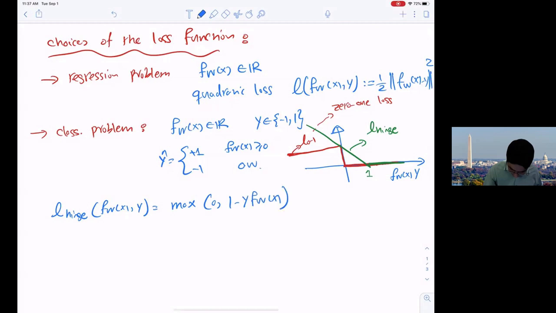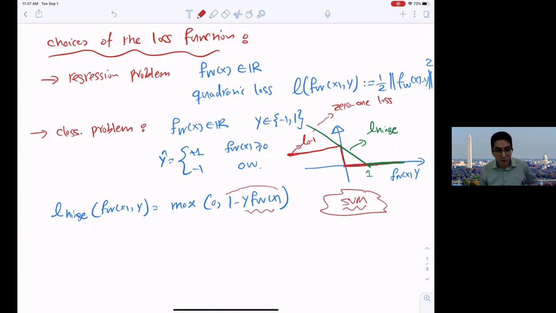You can see here, if this quantity y times fw of x is above 1, so this whole thing is negative, then max of 0 and that negative number will be 0. That's this part, and the other part will basically be a linear function with respect to fw of x times y. And there are some other justifications for the hinge loss based on margin maximization. Take a look at the SVM literature in order to see that justification for the hinge loss using margin maximization.